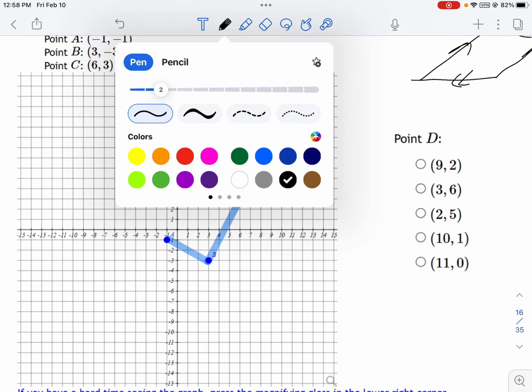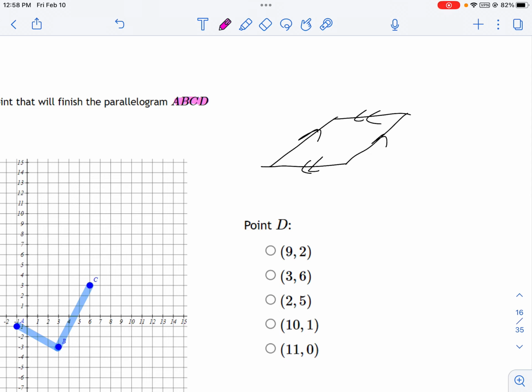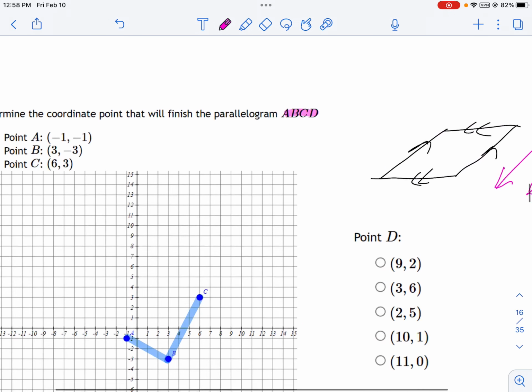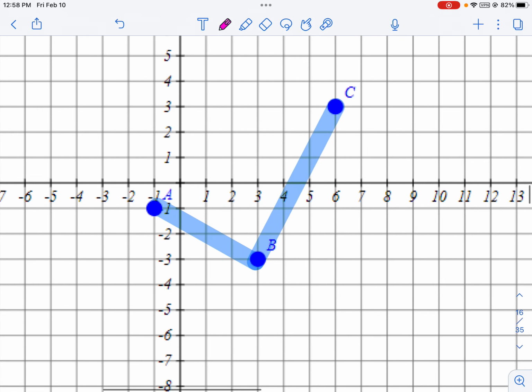Well, we know that parallelograms have two sets of parallel sides. For two lines to be parallel, they have to have the same slope. And slope, which we usually notate with an M, is your rise over your run. So we can find the slope of either A to B or B to C. It doesn't matter, you can do it either way. I'm going to go from B to C. So what is our rise? We rise 1, 2, 3, 4, 5, 6, and we run 3.